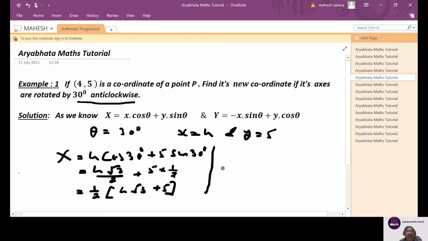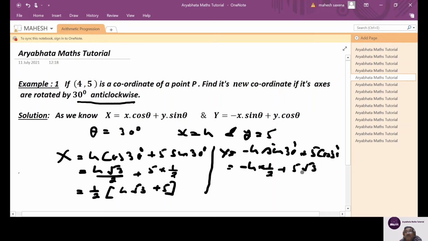Similarly, capital Y is equal to minus x sin theta, that is minus 4 sin 30 degrees, plus y cos theta, that is 5 cos 30 degrees. That is equal to minus 4 into sin 30 which is 1 by 2, plus 5 into cos 30 which is root 3 by 2. If we take 1 by 2 common, then it is 1 by 2 into (minus 4 plus 5 root 3).